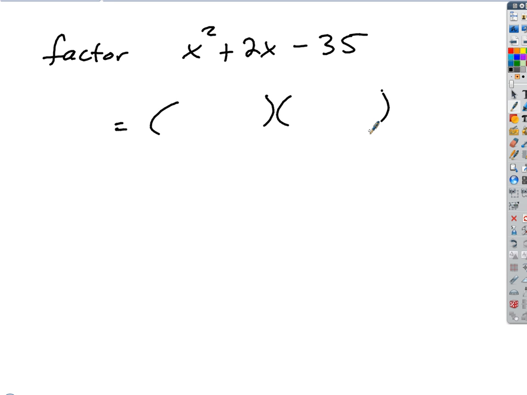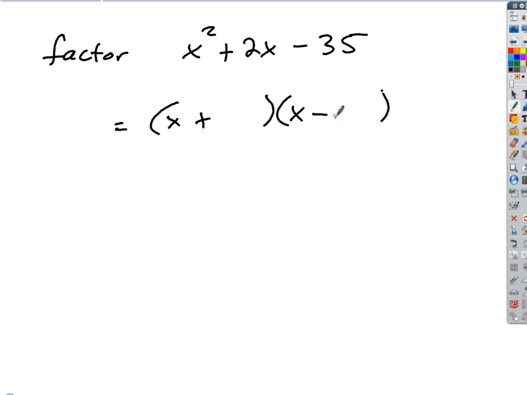What do we know before we even start thinking about it? The first terms of each factor are x. Very good. Okay, what can you tell me about the signs of the magic numbers? One's positive and one's negative. Good.